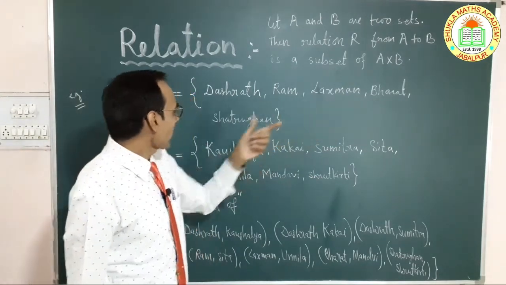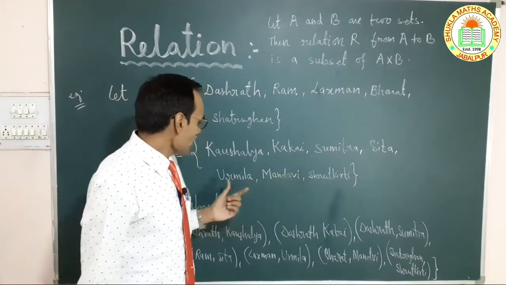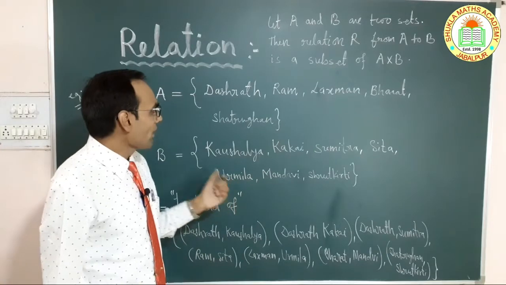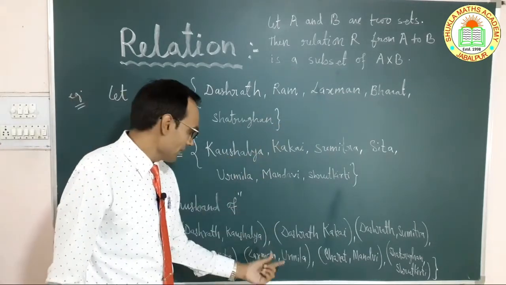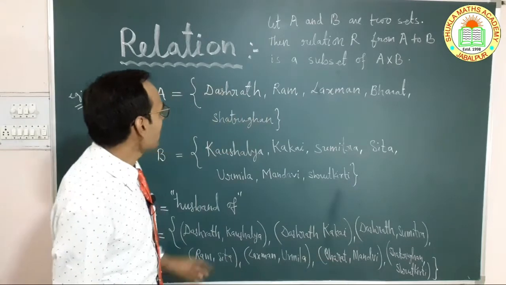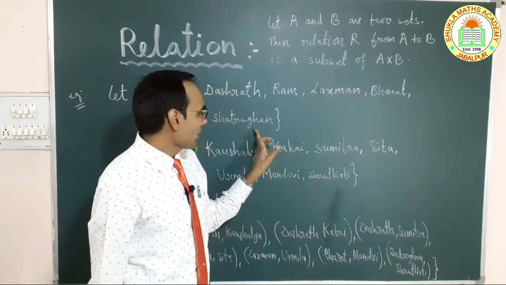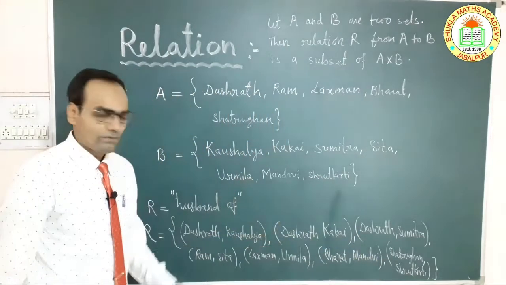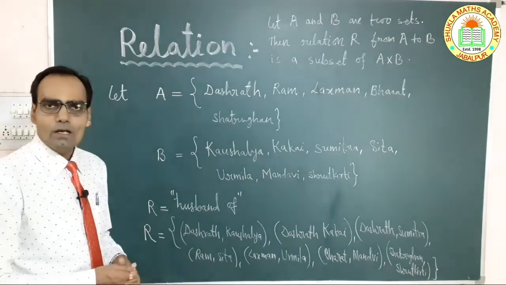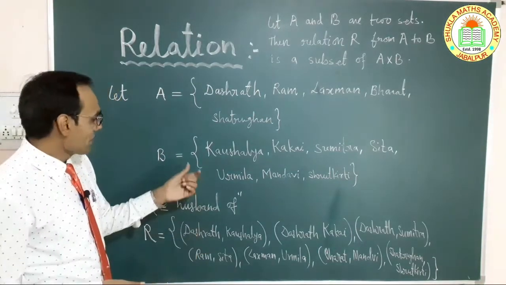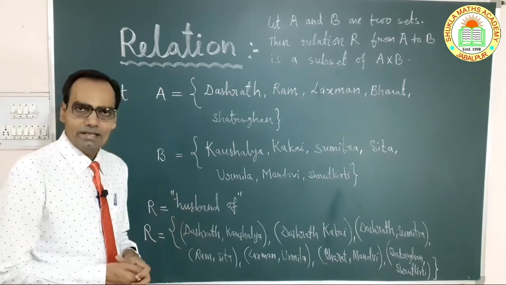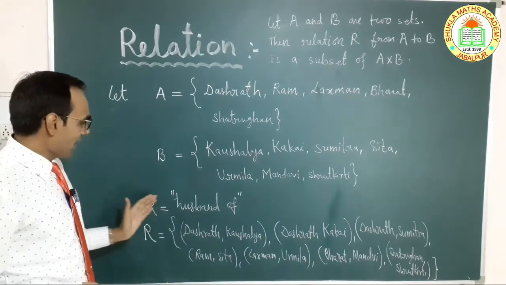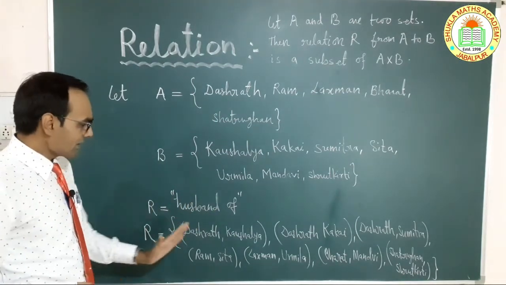And similarly Lakshman, and next is Urmila, because Urmila is the wife of Lakshman. So the next pair is Lakshman and Urmila, and next Bharat and Mandavi. The last one is Shatrughan, the husband of Shrutkriti, so the last pair is Shatrughan and Shrutkriti. So we get the relation R, the set of all the ordered pairs defined by the relation R. Clearly we have two sets A and B, and the relation is "husband of", so we get this relation R.